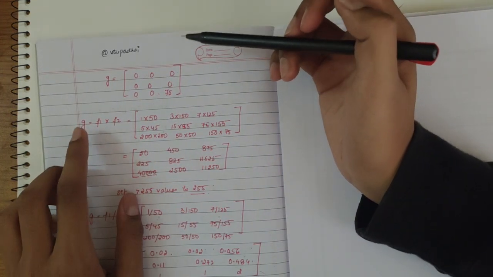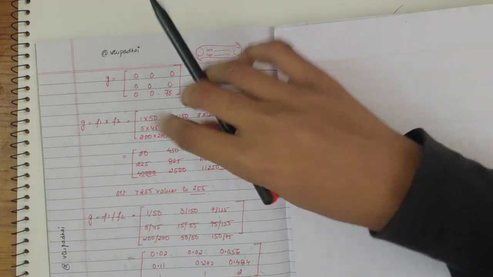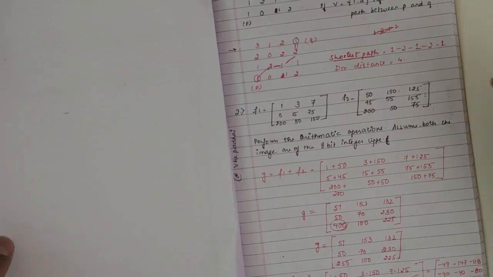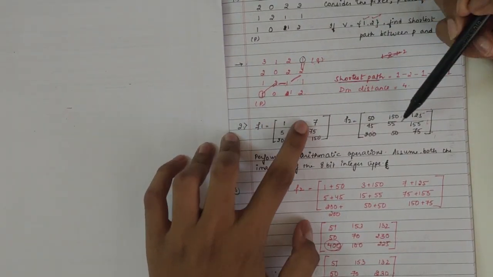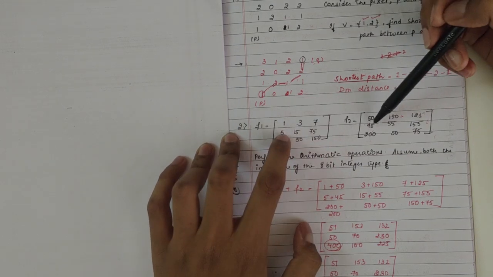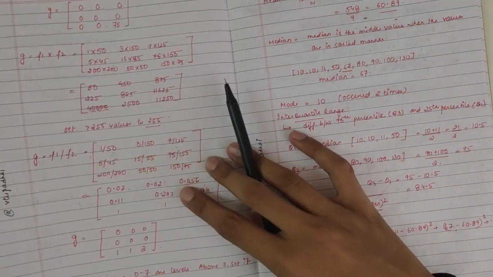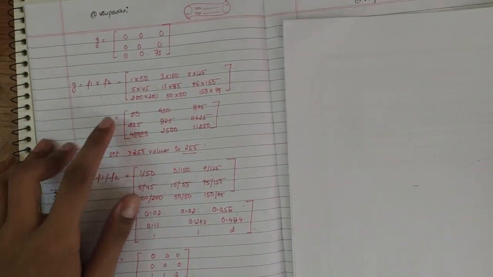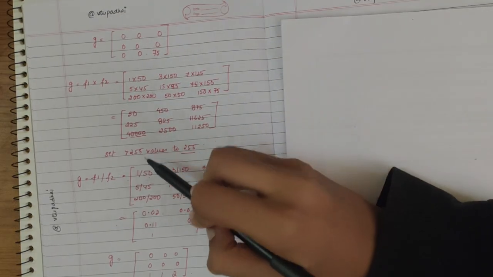Similarly for multiplication of these images, G equal to F1 into F2. In this process, please don't do any kind of matrix multiplication. What you have to do is simply 1 into 50, 3 into 150, 7 into 125, 5 into 45, 15 into 55, 75 into 155. You get the answer like this. Again, the values which are more than 255, just drop the range back to 255 itself.